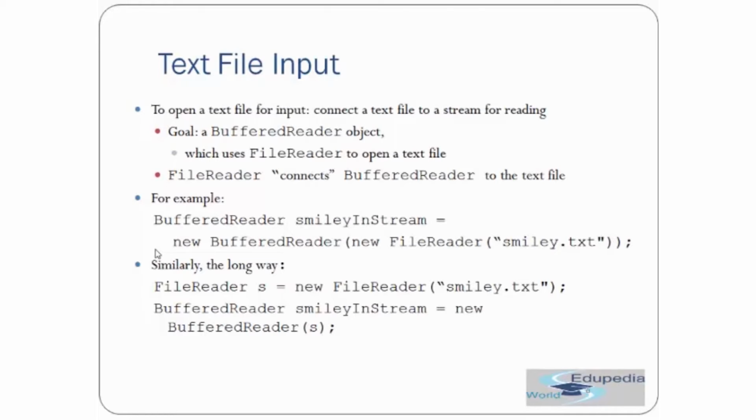So in this way, your FileReader will be acting as a buffer to read that file and provide it to BufferedReader for reading it. And how does BufferedReader read it? Well, actually it reads it in chunks. Similarly, we can write it in a long way. That is, firstly, we are creating a FileReader object and then we are passing that FileReader object to the BufferedReader. Okay.